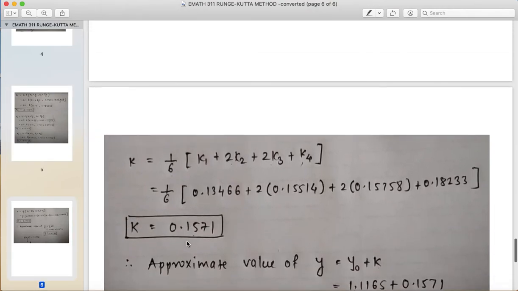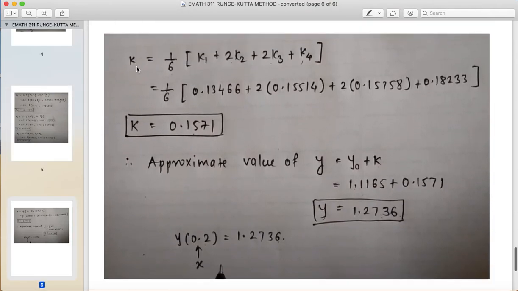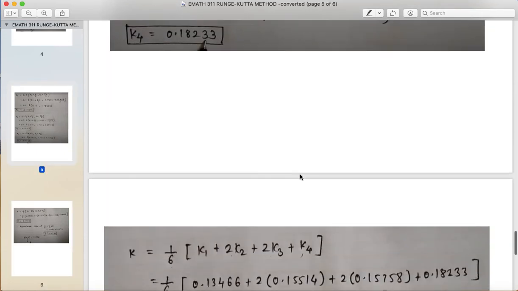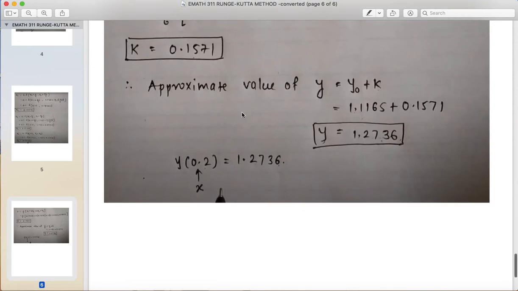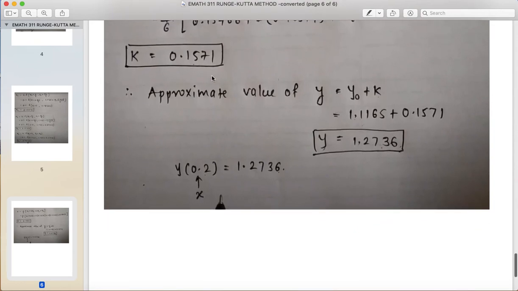So now we already have the four, k1, k2, k3, and k4. Let's find the k. Our formula for k again is 1 over 6 times k1 plus 2k2 plus 2k3 plus k4. So we substitute the values that we have earlier. We find out that our k is equal to 0.1571. You can check that in your calculator as well, but I believe it's correct since I'm using my calculator also. Okay, so this is our k now.